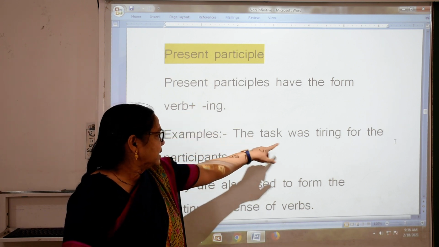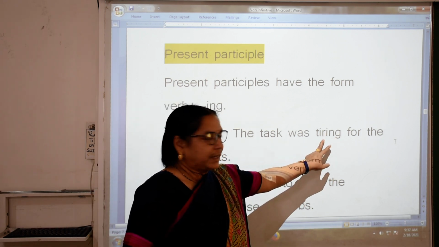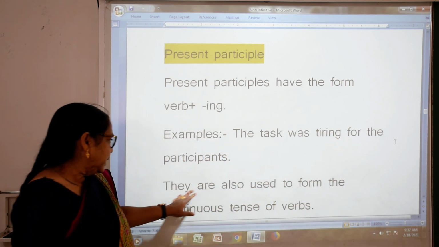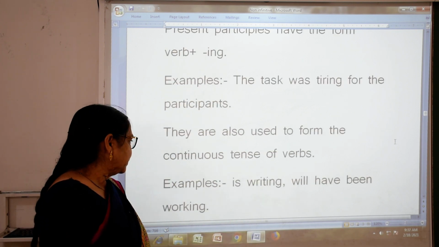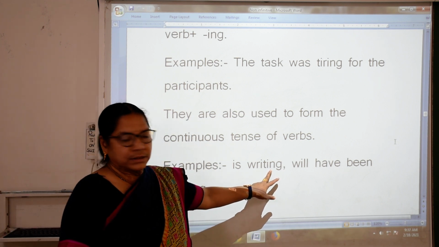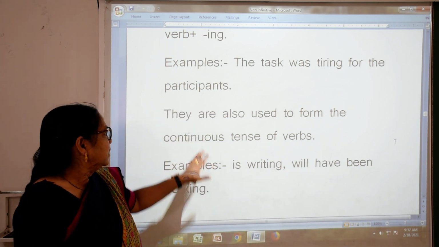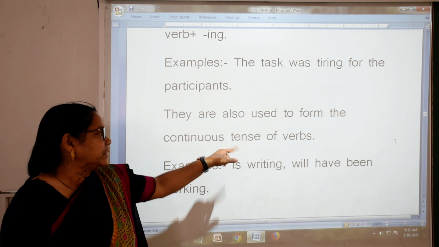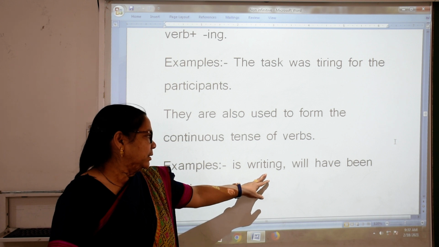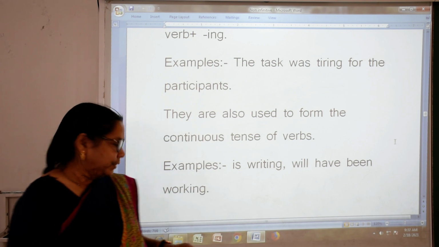So here the task was tiring, here see, ing, tired, tiring, for the participant. Okay. They are also used to form the continuous tense of the verb. Continuous, how? Continuous, ing, it is continuous. Is writing, will have been working. They are also used to form the continuous tense of the verb.